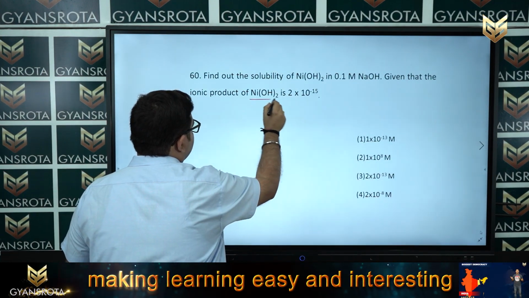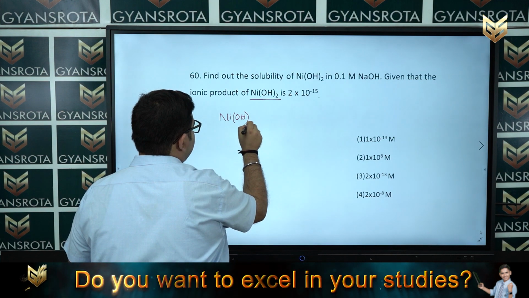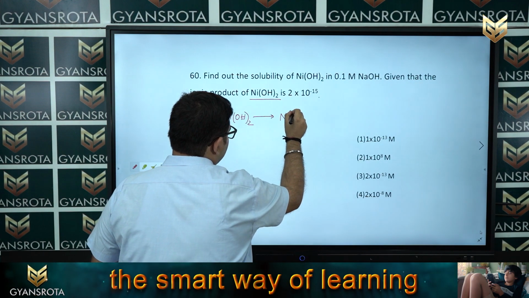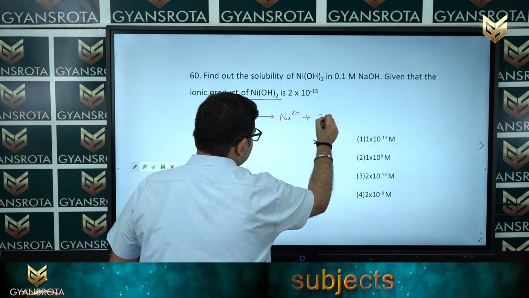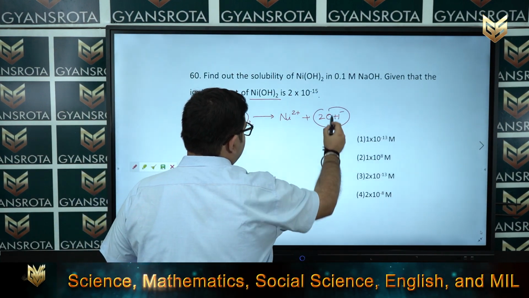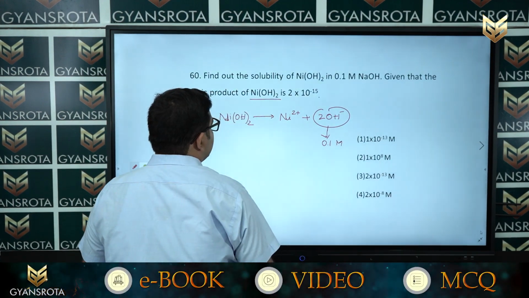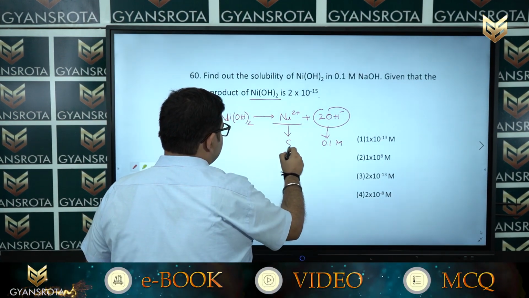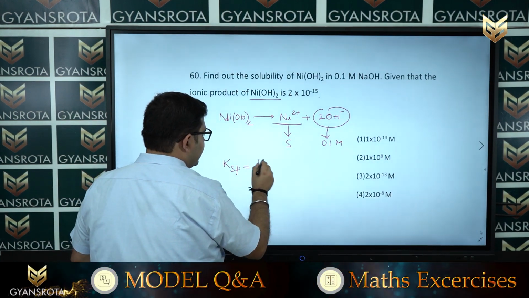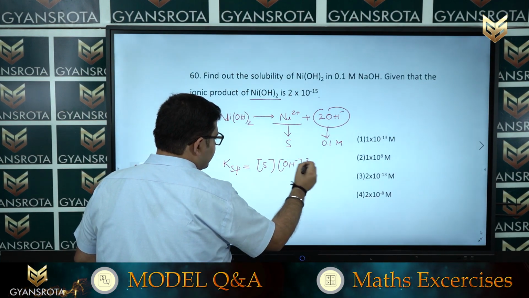So, if you see here the compound is given here Ni(OH)2, that is nickel 2 hydroxide, and when it dissociates it will give Ni2+ and 2OH-, and the value of this one is given here, that is 0.1 molar. Now, Ni2+ is S. Now, the Ksp for the above reaction will be S times [OH-] whole square.